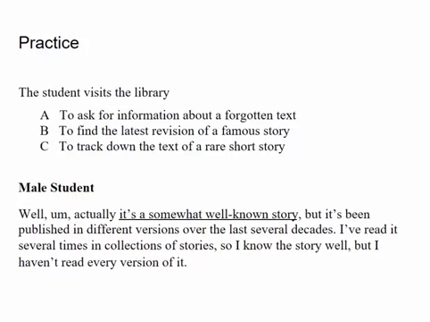Here we see why A cannot be correct, because it's a well-known story. It's not a forgotten story. So the story's well-known, the text is well-known. It's just that the original text is somewhat obscure. And so that is a much closer meaning to C, that it's a rare short story. It's a rare version of the story, difficult to track down. The story itself hasn't been forgotten.